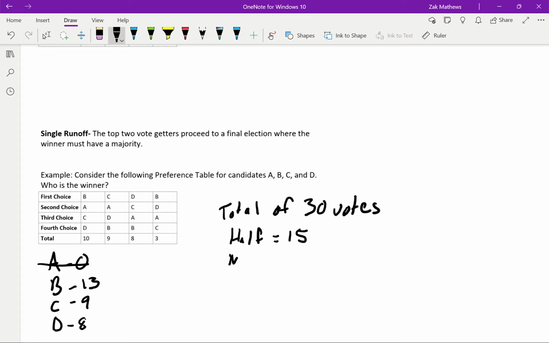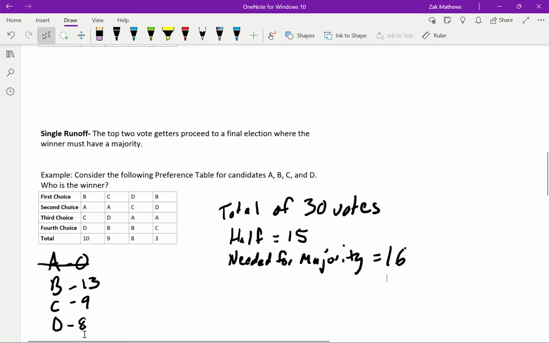So needed for a majority would be 15 plus 1, or 16 votes. We need 16 people to agree. Didn't happen. Under a majority, nobody would win.